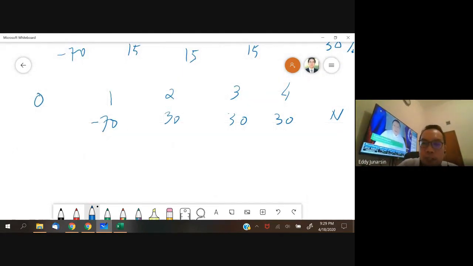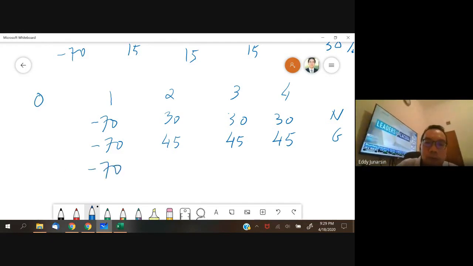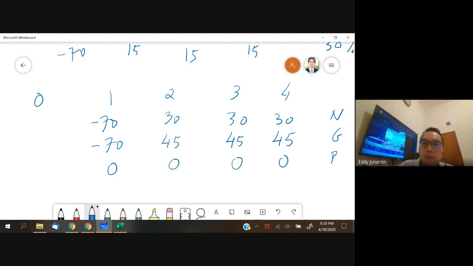Again, the chance of happening is 40%. For the excellent scenario, again we will incur 70, and then we'll get 45. And this is the good scenario. And then for the bad scenario, if it comes to pass or is the one that happens next year, then of course we will abandon it, right? We will not do it. Okay, so this is the bad one.